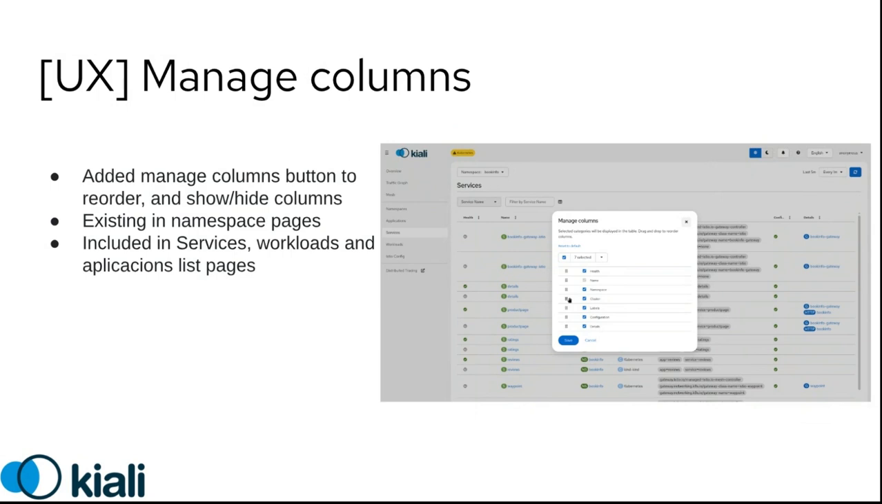This is an improvement related to the UX. The list pages for applications, services, and workloads now let you show, hide, and reorder the columns. So if you don't care about certain columns, you can get rid of them and focus on what really matters for you. It follows the same pattern already used in the namespace list page, so it's consistent across the UI. And this can be really helpful when you have a lot of data on a screen. For example, if you have many labels and this information is not relevant for you, because you can also go to the service details page and see that information.